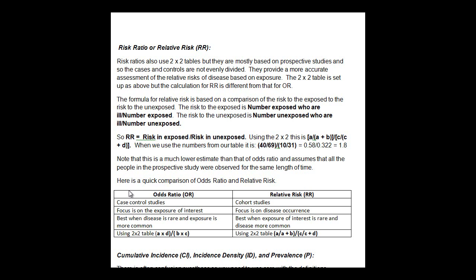As you can see in this table, a lot of it, the difference is just how they're used. Odds ratios are used for case control studies. Risk ratios are used for cohort studies. In an odds ratio, we're focusing on the exposure of interest, while in the risk ratio, we're focused on the disease of interest. The odds ratio is best used when the exposure is more common, and the relative risk is used when the exposure is rare and the disease is more common. The bottom of this table again just reviews the formulas, all using the 2x2 contingency table.